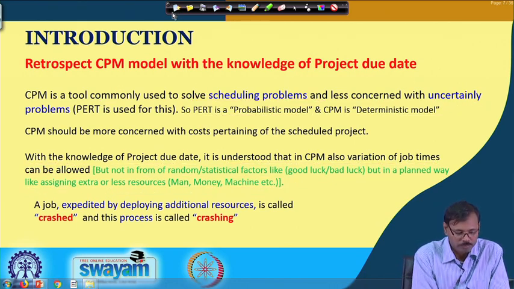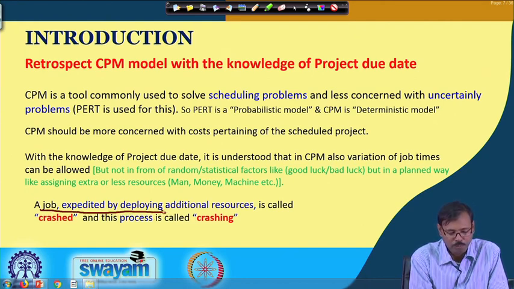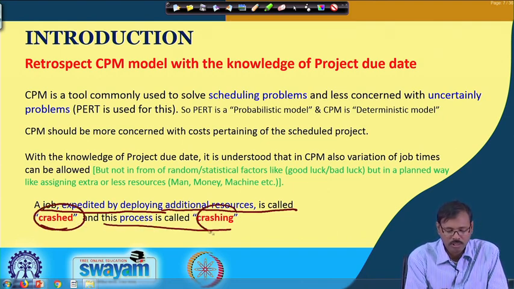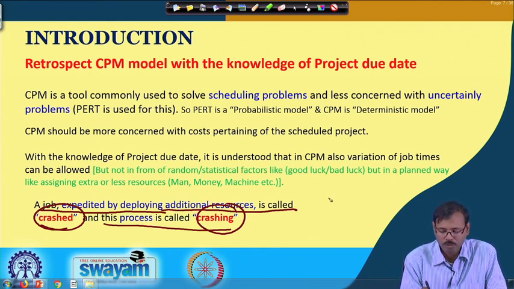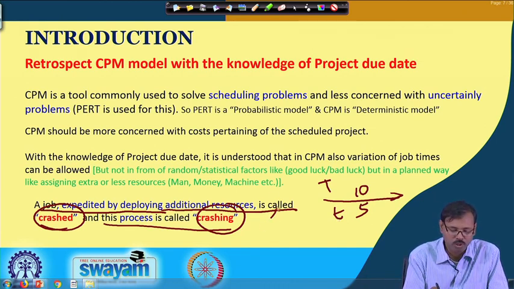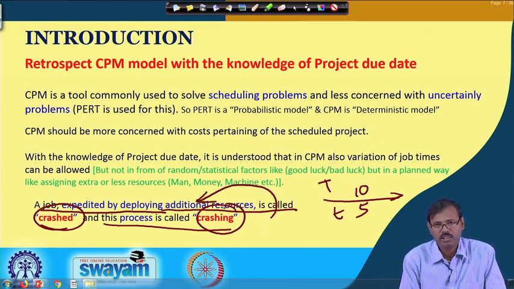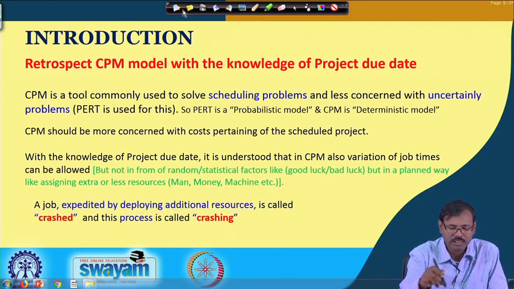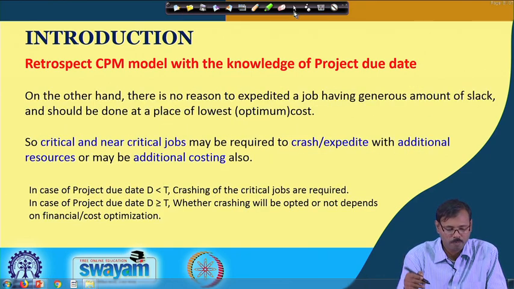So, a job that is expedited by deploying additional resources is called crashed, and this process is called crashing. That means a job which is supposed to be completed in capital T time can be reduced to small t time, say 5, if we deploy some additional resources in the job. So, that consideration is possible.